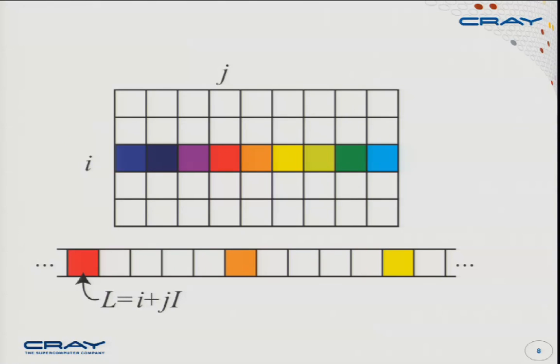Now, what always happens in simple Fortran is that it lays out a column in memory and then moves on and lays out the next column in memory. So if you were to take a row here, which is colored, you would see that the next colored box in the row is actually not the next position in memory. It's some distance away.